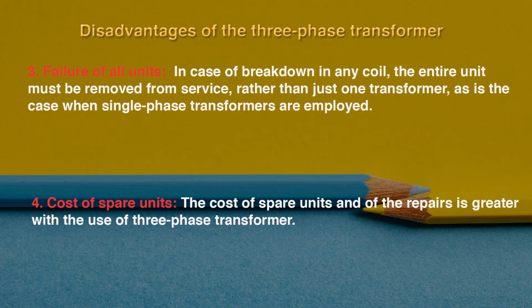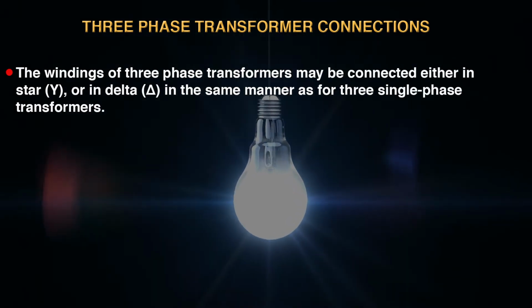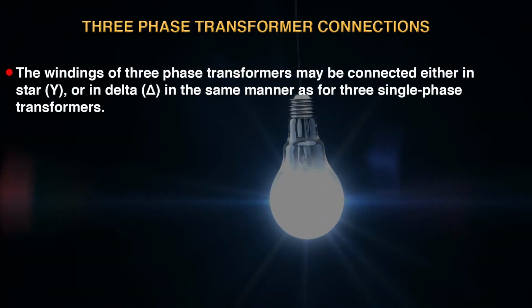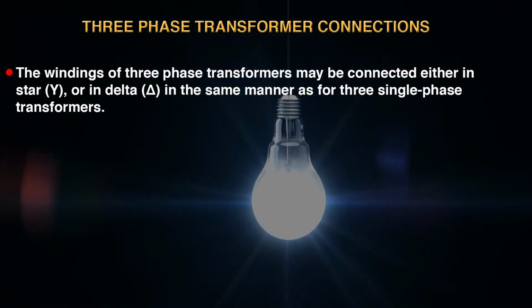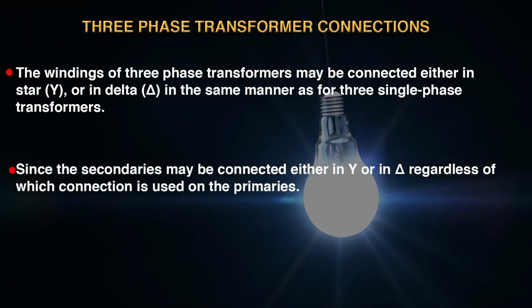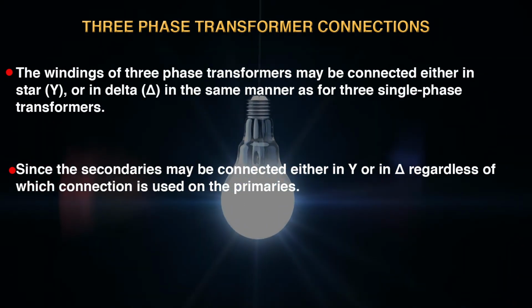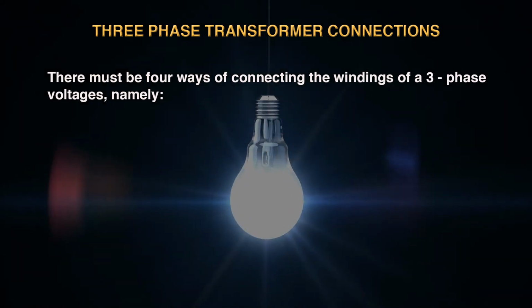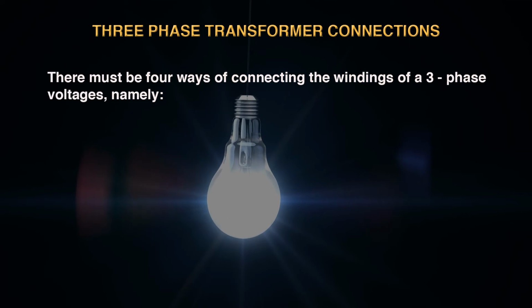Now we are going to discuss the 3-phase transformer connections. The windings of a 3-phase transformer may be connected either in star or in delta in the same manner as for 3 single phase transformers. Since the secondary may be connected either in star or in delta, regardless of which connection is used on the primaries, there must be 4 ways of connecting the windings for 3-phase voltages. And what are those connections?